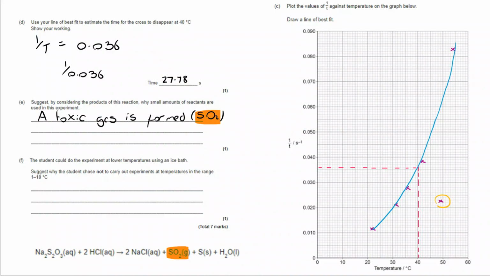positive thing. And finally, moving on to part F, the student could do the experiment at lower temperatures using an ice bath. Why do you think the student chose not to carry out experiments at temperatures in the range 1 to 10 degrees Celsius? And it really is as simple as the fact that at those low temperatures, the reaction would be very slow. It would be too slow. You would not be able to actually get to a point where the cross disappeared.